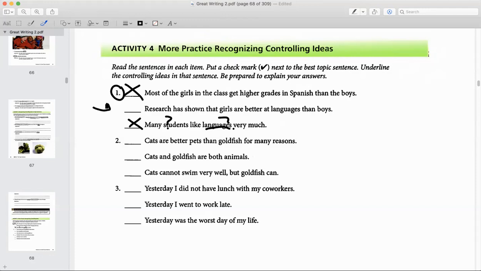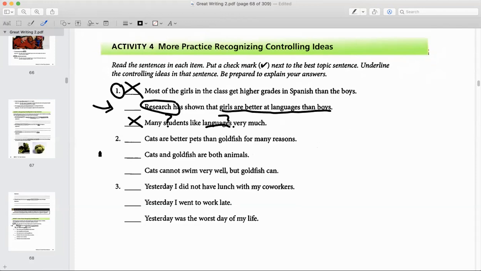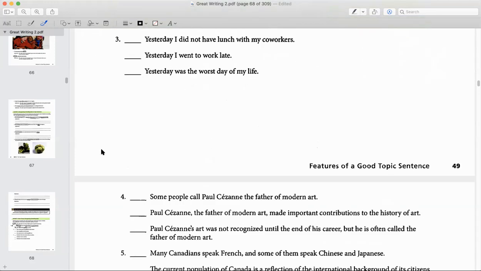So let's look at this one. Research has shown that girls are better at languages than boys. All right. So what's our controlling idea here? Girls are better at languages than boys. Okay, we're going to talk about this research that's shown that girls are better than boys. Okay, so you go ahead and just like that, analyze the rest of these in this activity.